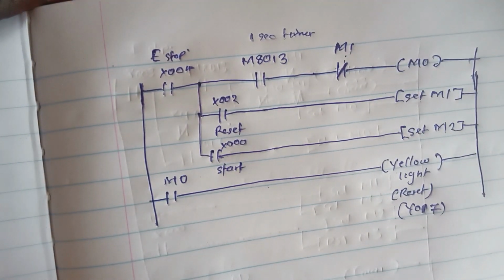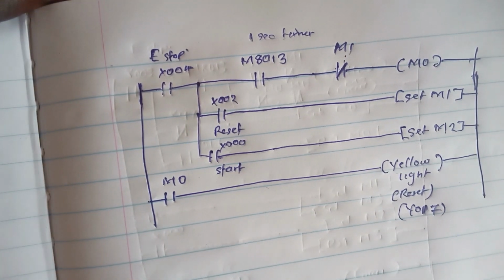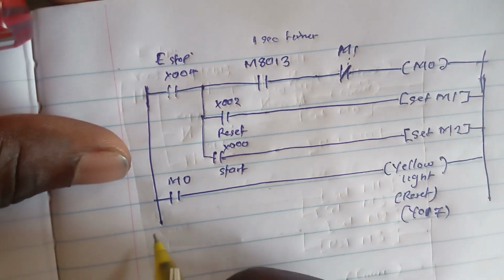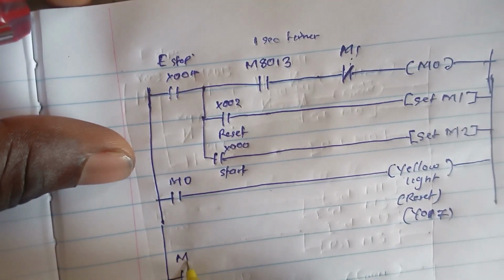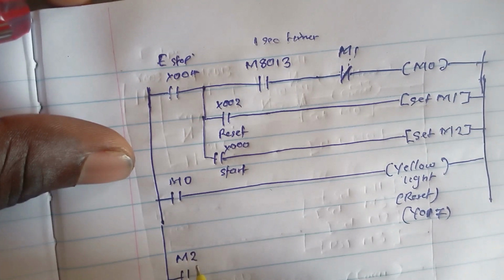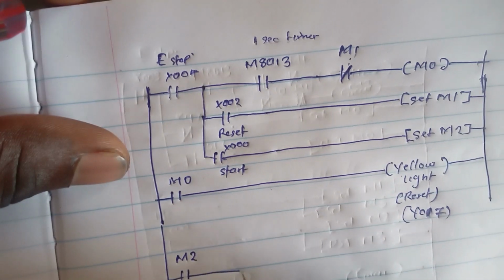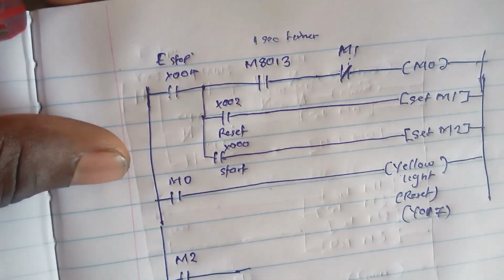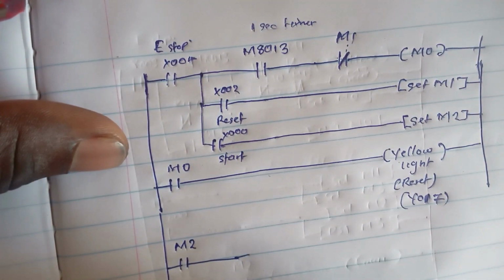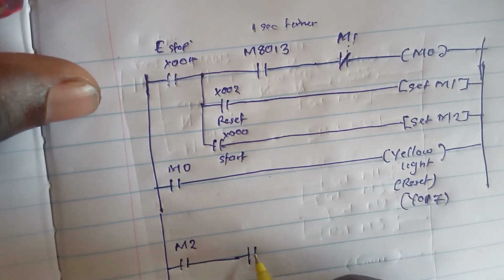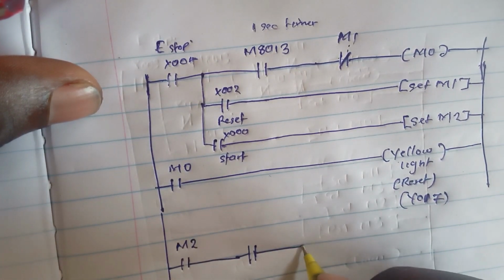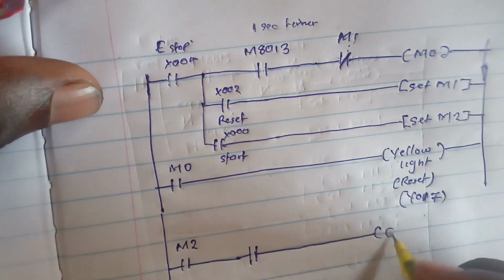and once M2 is set, we can use the start output M2 to power our green light. We will want to add a condition here so that the green light will blink if there is no object at the start point. So we'll add a condition here, then our green light.